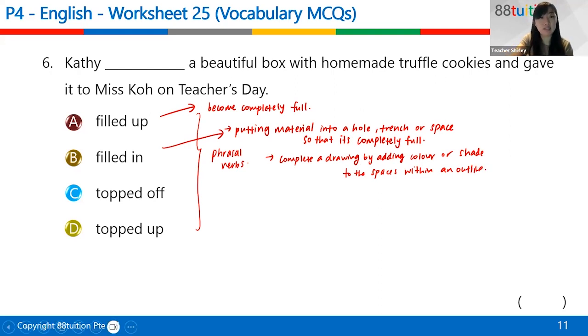Now next one is top off. Top off and the top of, as in O-F, is different, yeah? When you're at the top of something, it means that you're standing on something that's of a higher ground. But in this case, top off is a phrasal verb. So top off as a phrasal verb means to finish something in a memorable way.